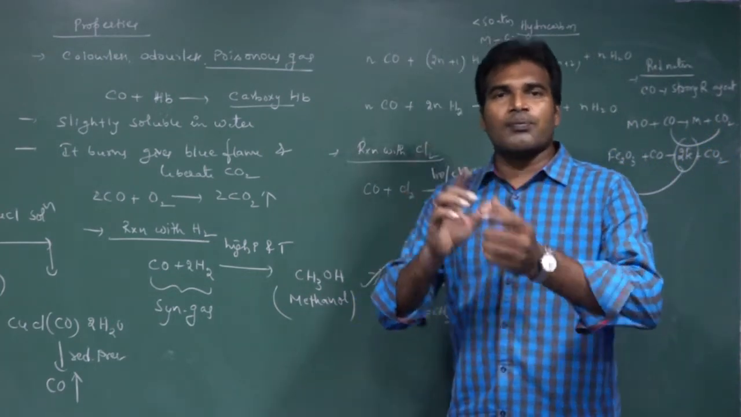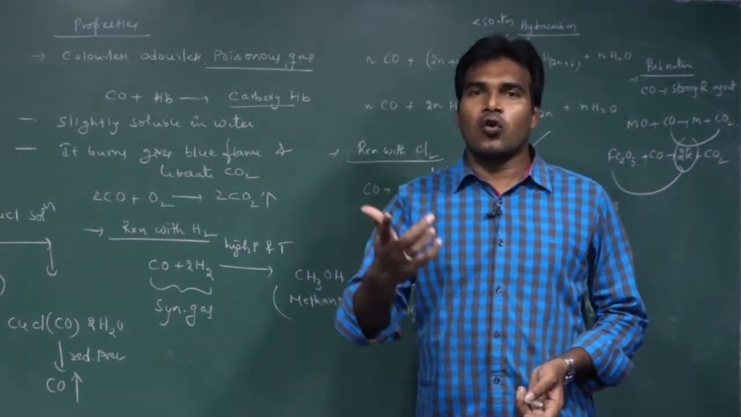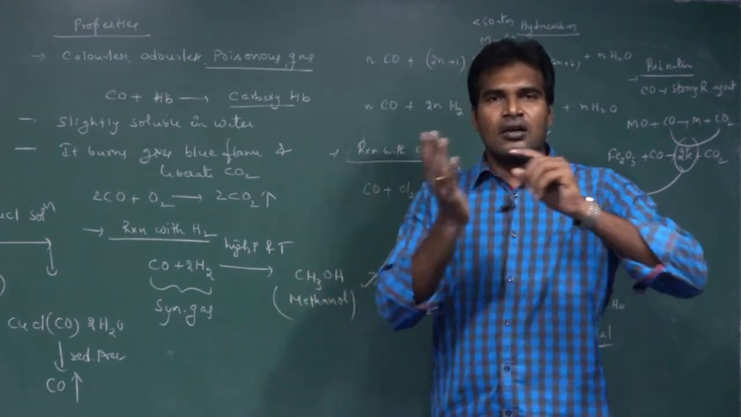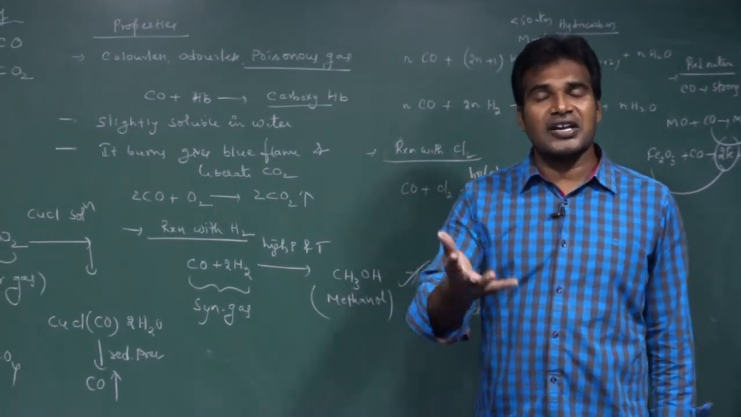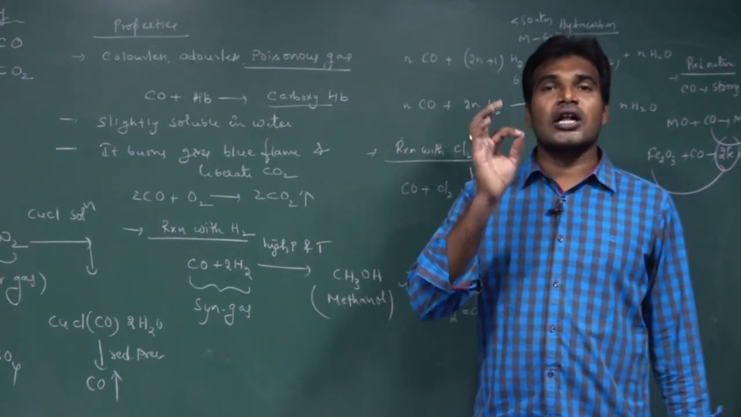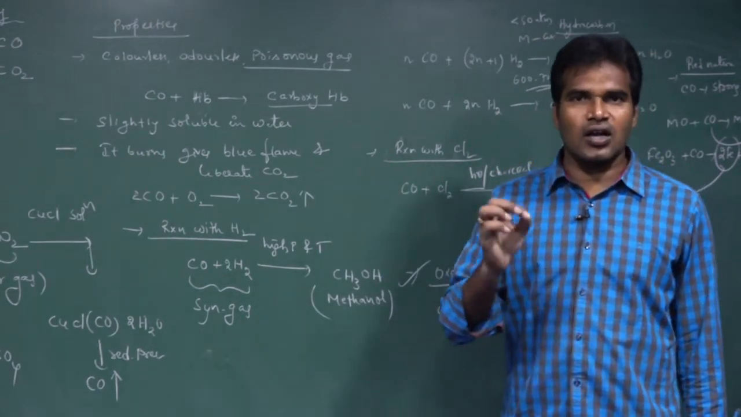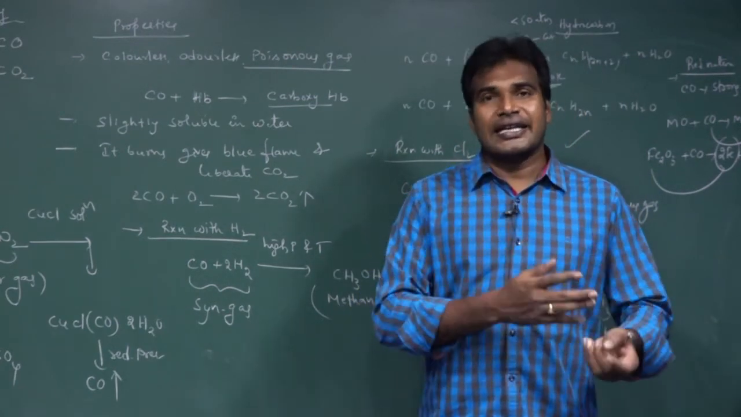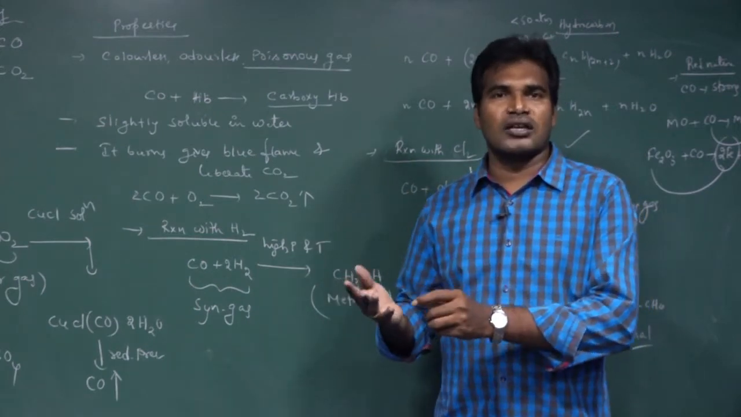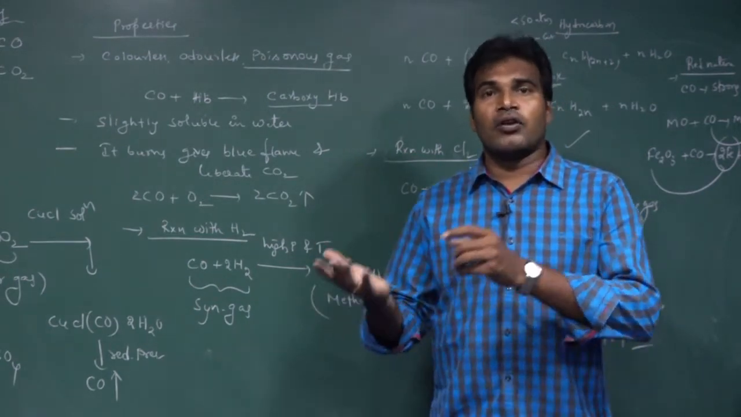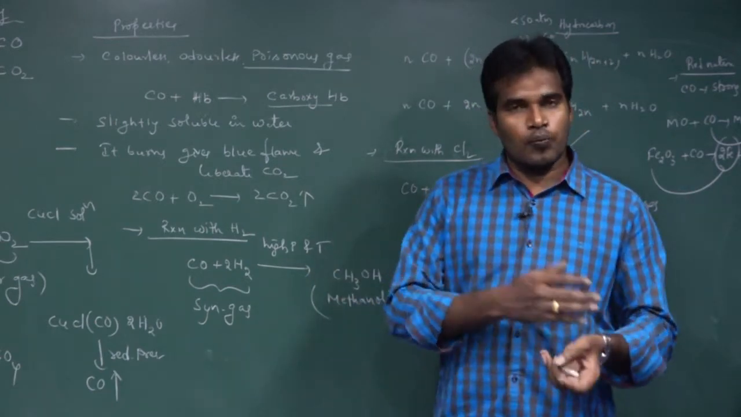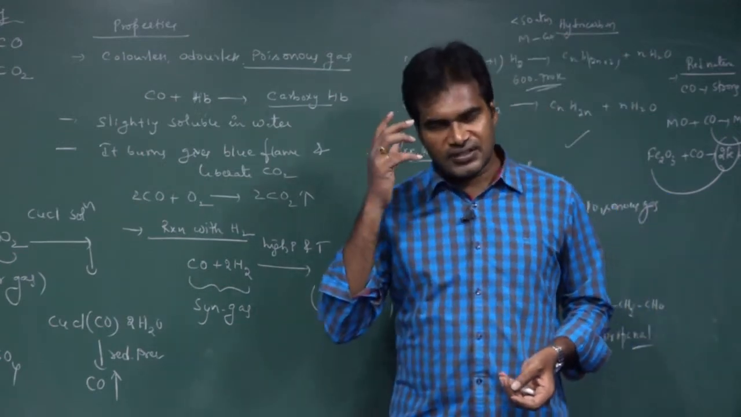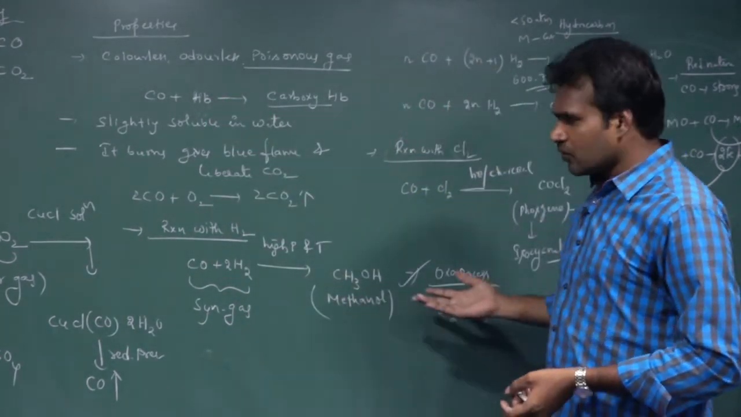And one more thing, carbon monoxide is a strong electron donor. Because of its electron donating nature, when carbon monoxide reacts with central metal ions like transition metal ions, it forms metal carbonyl complexes. For example, when nickel reacts with carbon monoxide, we get tetracarbonyl nickel, pentacarbonyl iron, hexacarbonyl chromium. Likewise, metal carbonyl complexes form. These are some chemical properties, and the uses follow from these properties.